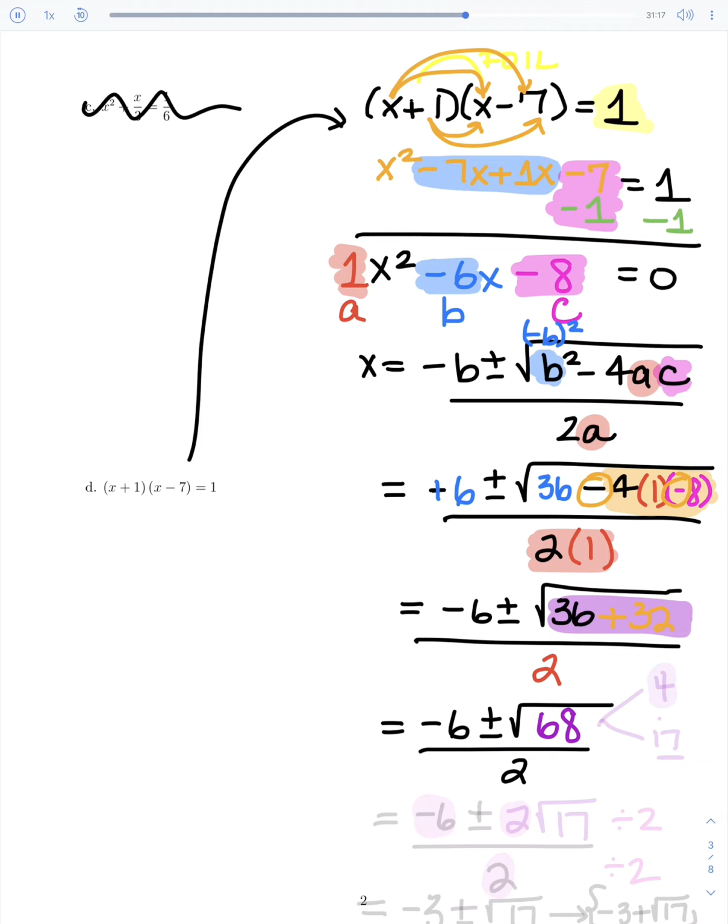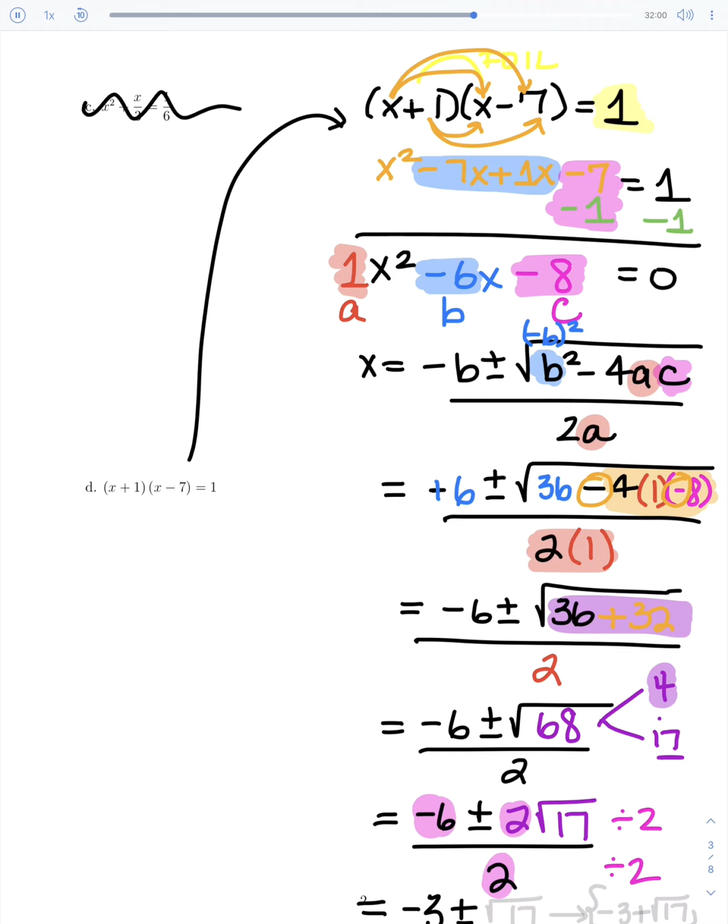68 is 4 times 17. So that lets us rewrite that square root by taking the square root of the 4, and that will come out as a 2. The 17, however, is prime, and we can't break it down, so we're stuck with that square root of 17. But notice, now the 6, the 2, and the 2 are all divisible by 2, so let's reduce it by dividing out a 2 from the top and the bottom.